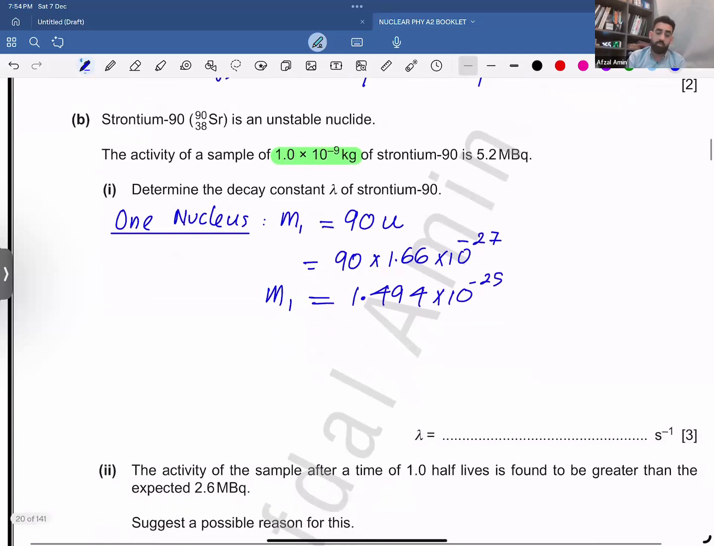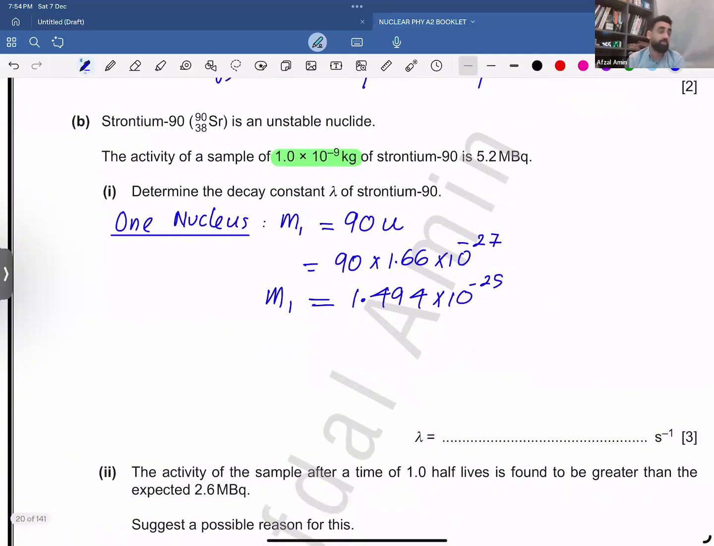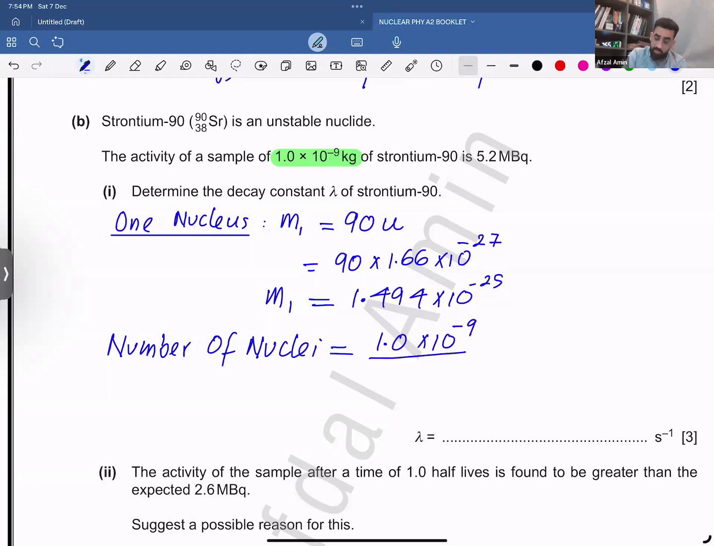This is the mass of one nucleus. Now we will find the number of nuclei. Yes, my dear students, total mass is 1.0 into 10 power minus 9 kilogram divided by mass of each nucleus, which is 1.494 into 10 power minus 25. So this is the total number of nuclei.